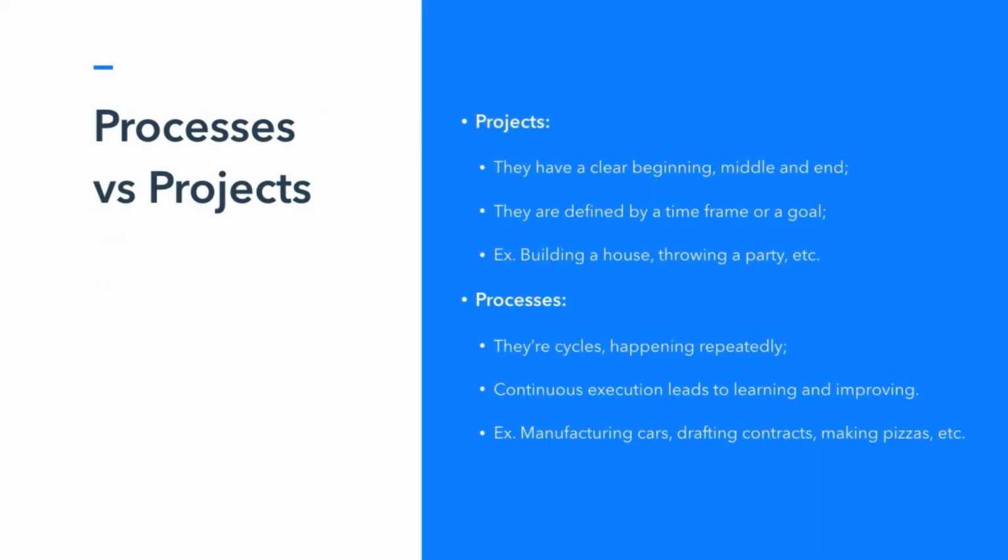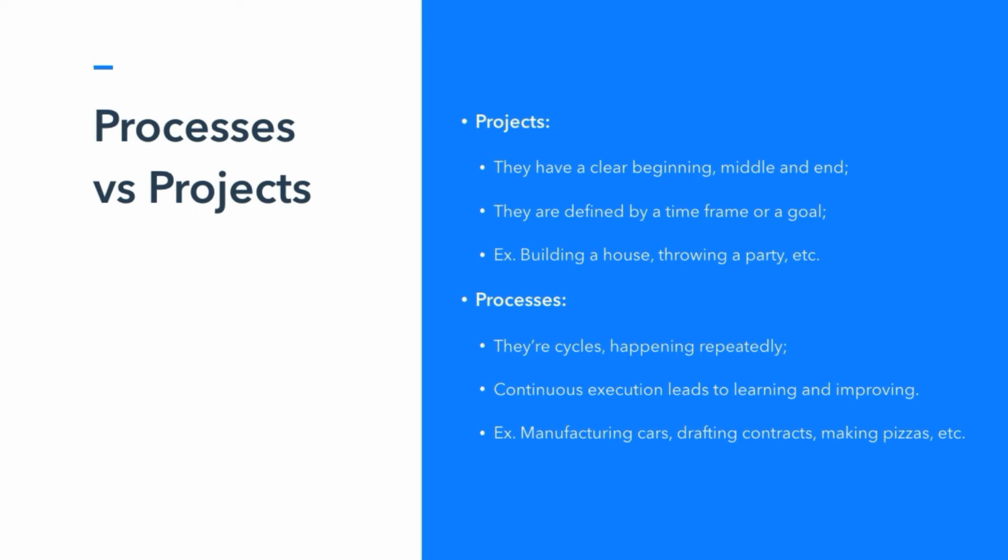It's very important to know what sets processes and projects apart, to understand why there is a way to manage each one. Managing processes as if they were projects and vice versa causes mistakes and inefficiencies. Projects are finite. They have a clear beginning, middle, and end. They're defined by a goal, such as building a house, or a time frame, such as a week, 15 days, or a month. Projects are unique, and once they achieve their defined limits, they will come to an end.